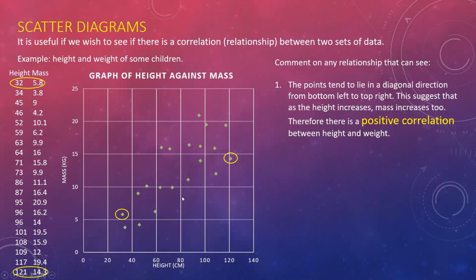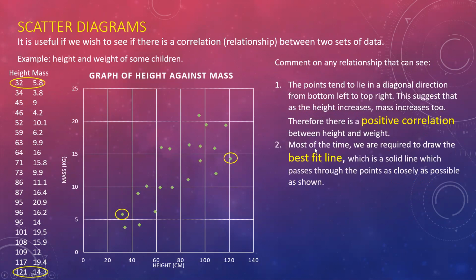From this, the points tend to lie in a diagonal direction. You can see all the dots are forming a diagonal direction from left to right. So this suggests that when the height increases, the mass also increases. Therefore, there is a positive correlation. It means when the height goes up, then the mass also goes up. So that is what we call positive correlation.